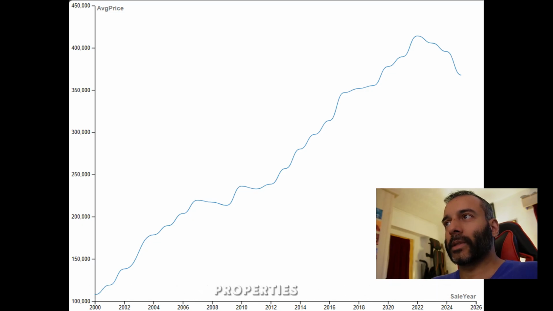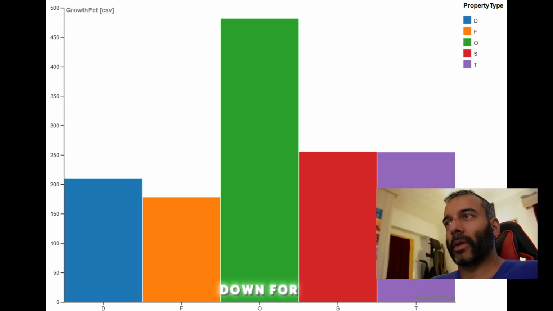So which types of properties have actually gained the most value over time? This chart breaks it down for you. So each bar represents a different property type: detached houses, semi-detached, terraced and flats. And what we're looking at here is percentage growth in average house prices from around the year 2000 right up until today. So this isn't about which properties are the most expensive, it's about which ones have grown the fastest. And straight away you can see there's a clear difference between them. Some property types have significantly outperformed others.